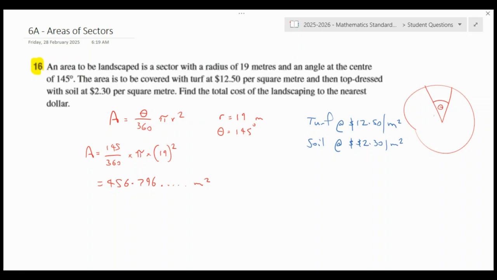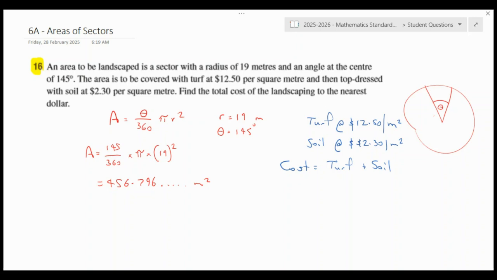All right, so this is where it gets simple. You've written down what you know. So the cost is going to equal the turf cost plus the soil. That's it. Now, how do we work out the cost?